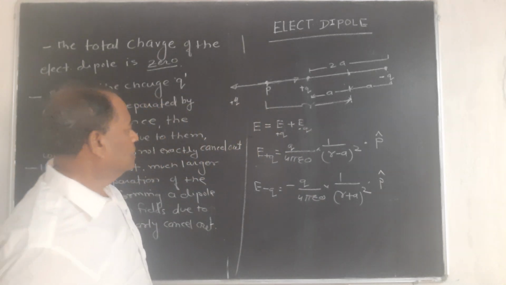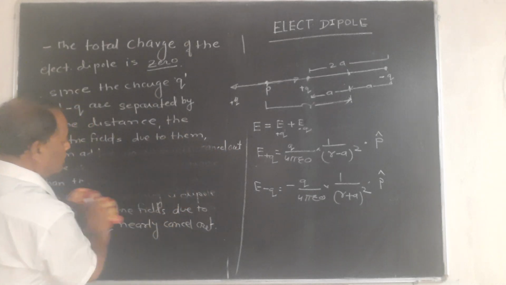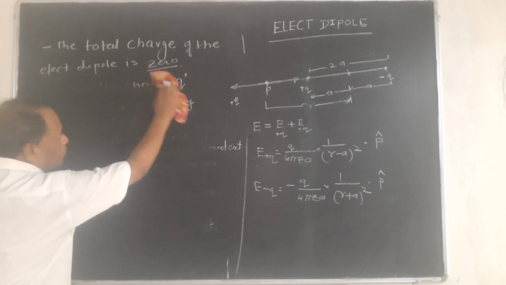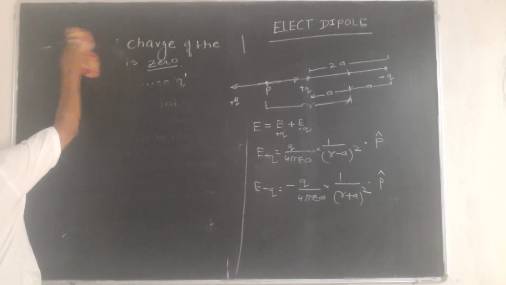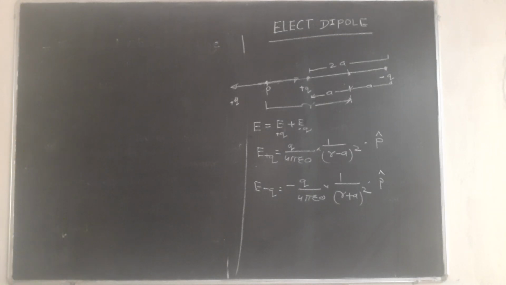Unit vectors. Now we know that if two vectors are in opposite directions and we add them, we get a result like this.